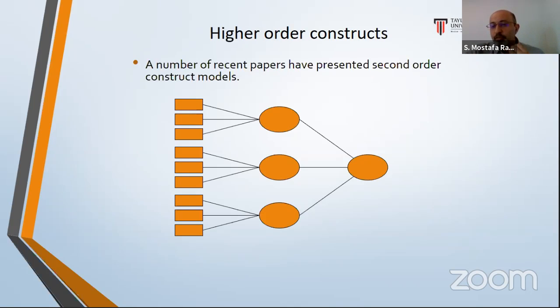We have many examples of higher order constructs. For example, when you measure perceived value, perceived value has three dimensions, including functional value, social value, and emotional value. And these three dimensions are measured based on some items. So perceived value is considered a higher order or second order construct, measured based on three dimensions, and the dimensions are measured by items.